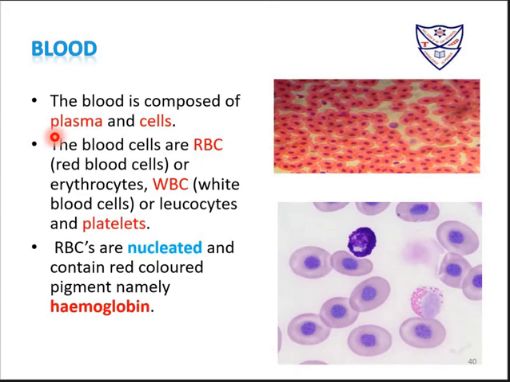Plasma is the liquid component. The blood cells are RBC, which exchange the oxygen, WBC, and platelets. RBCs are nucleated unlike the human RBCs, and they contain a red-colored pigment called hemoglobin. The blood carries nutrients, gases, and water to the respiratory sites during circulation.